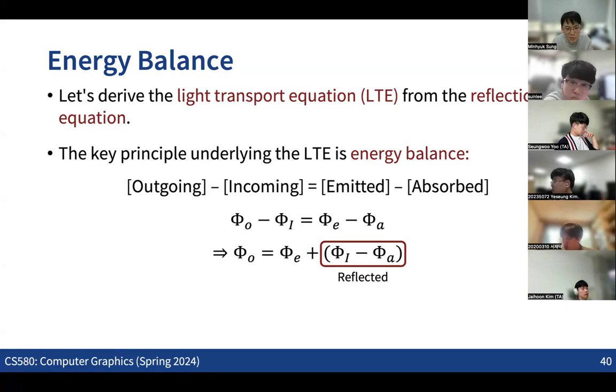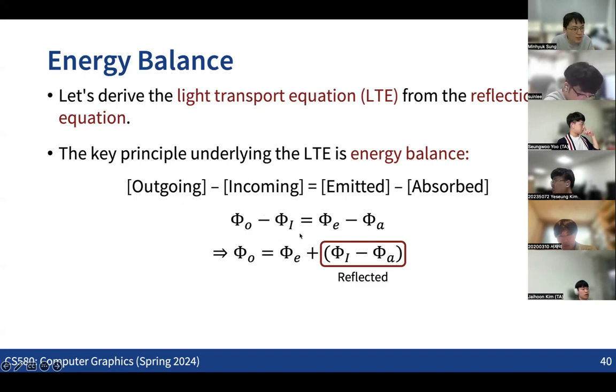So as in any rendering, we are going to assume that the difference between the outgoing power and the incoming power should be exactly the same as the difference between the power emitted from the light source and the power absorbed by the surfaces. So when we denote the outgoing power, the incoming power, the emitted power, and the absorbed power, we can say that they have this kind of relationship, right?